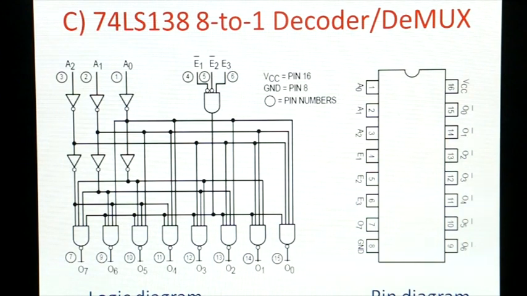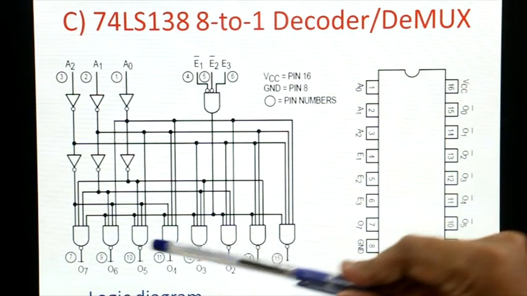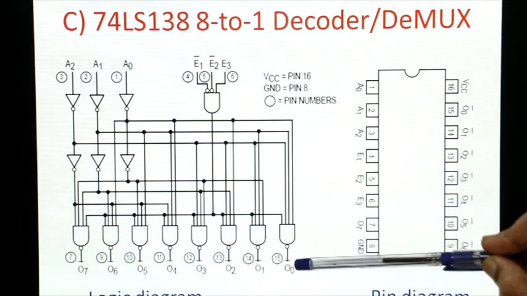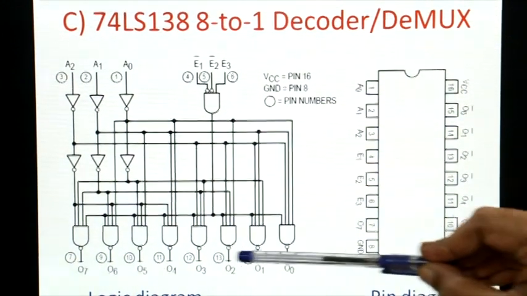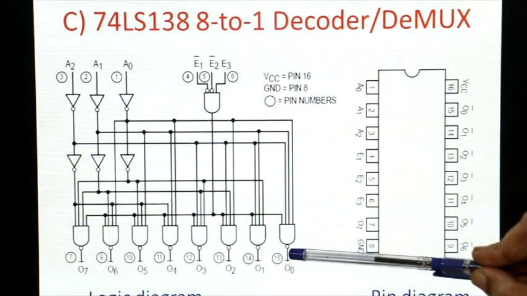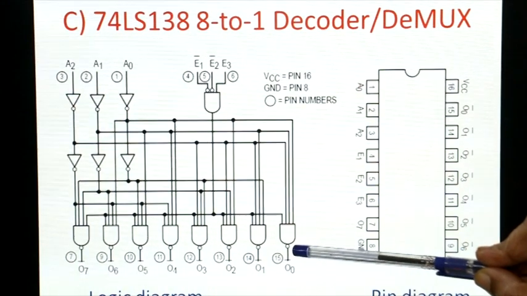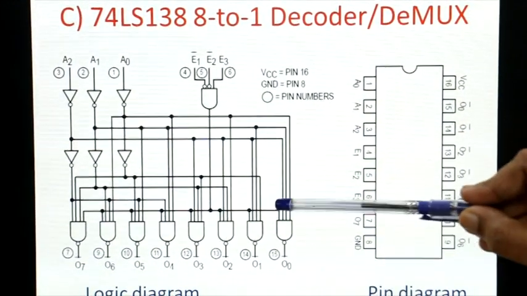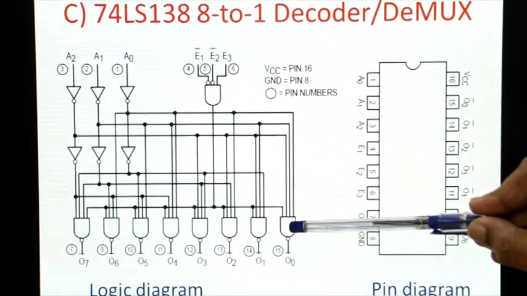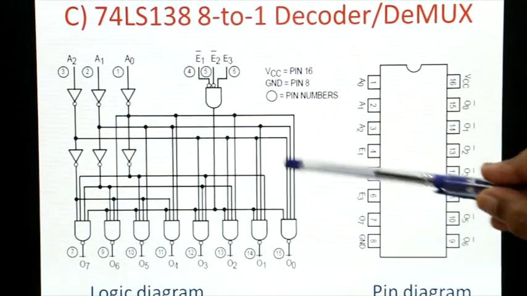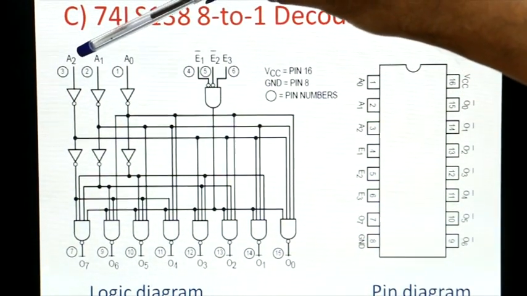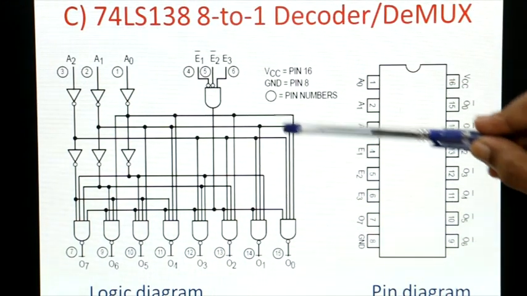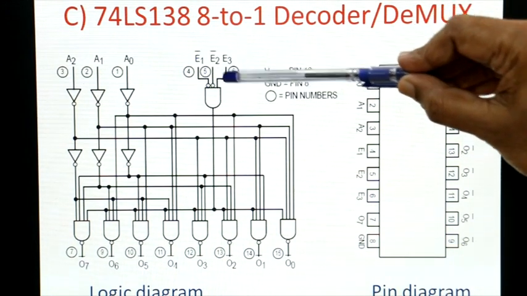What we see here is that you have 8 outputs going from O0 to O7, and one important thing to notice is that these are active low outputs, because the outputs use NAND gates. Which means when a particular decoder output is selected, that output will be 0. So for example, if A2, A1 and A0 are all 0, then you will see that, provided these three enable inputs are also active.